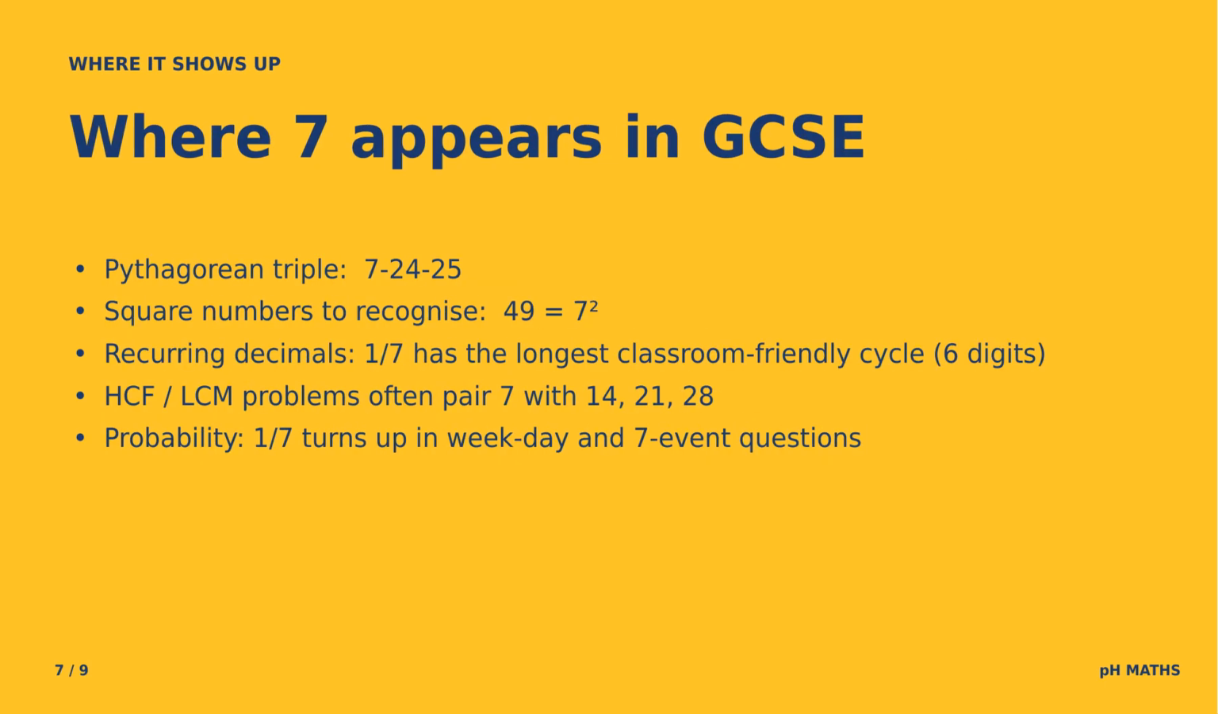Where 7 actually appears in your GCSE Higher exam. Pythagorean triple, 7, 24, 25. Square number to recognize on sight, 49. Recurring decimals, 1/7 has the longest cycle they'll throw at you. Highest common factor and lowest common multiple problems often pair 7 with 14, 21, 28. And probability questions love days of the week. Anything 1 in 7. Spot any of these and you've half solved the question already.